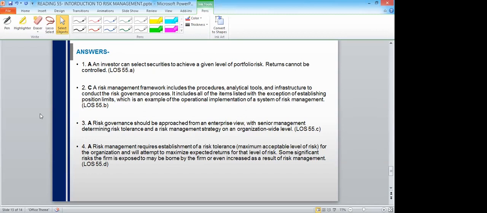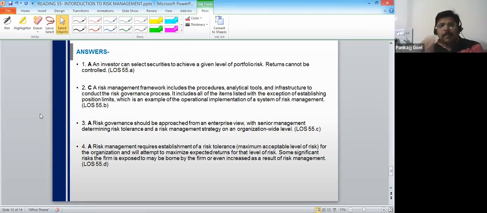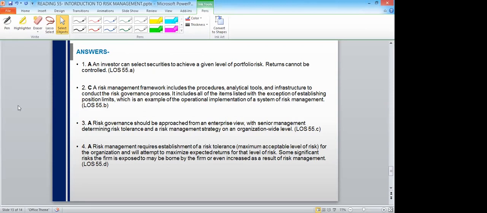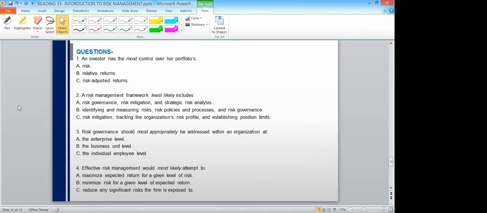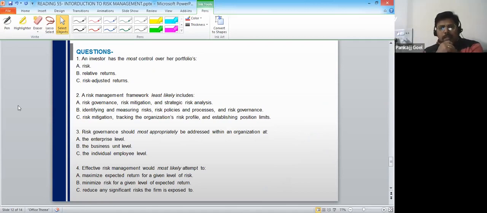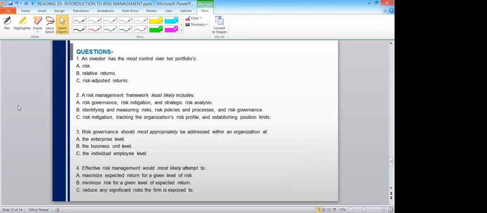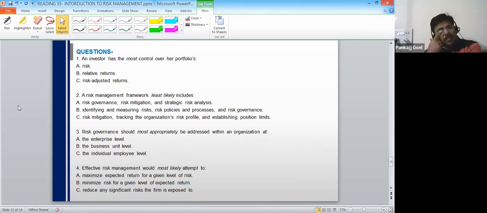सेकंड वाला रॉन्ग हो गया सर. Second वाला मैंने B लिखा था. A risk management framework least likely includes. देखिए बी में तो जो तीनों चीजें हैं वो तो आती हैं रिस्क मैनेजमेंट प्रोसेस में. अच्छा, Establishing position limits, that is least likely. Okay, ठीक है, समझ गया. Establishing position limits ये तो देखते नहीं हैं. So C is the correct answer for this. I hope it is clear.